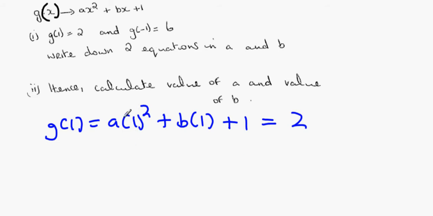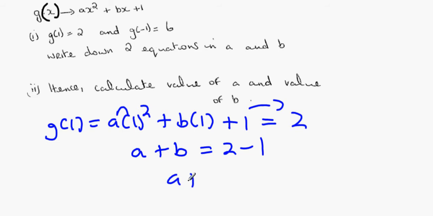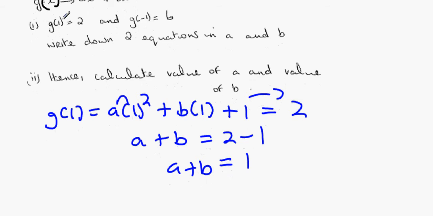1 squared is 1. a multiplied by 1 squared is a. b multiplied by 1 is b. Bring over the 1 to the other side, 2 minus 1. a plus b equals 1. That's the first equation, after using this information here.